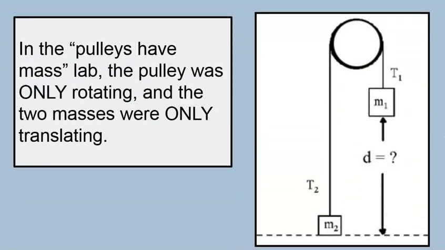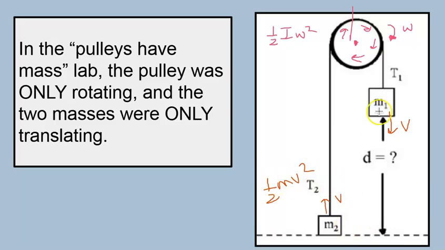Okay, you don't have to write this down, but the reason I'm making a big deal out of this is in the pulley lab, the pulley itself was only rotating, right? That axle was stuck to the ceiling. So the pulley had 1/2 I omega squared. Parts of the pulley had tangential speed because they could fly off tangent if they were a piece of mud or whatever. The two masses were only translating. So they had 1/2 mv squared terms. So this was only rotating, these were only translating.